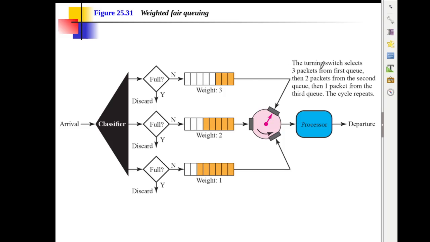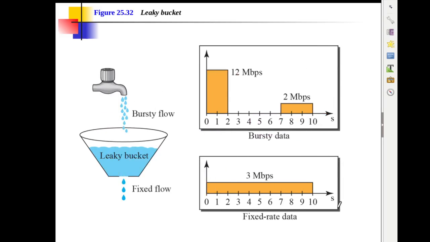Here you can see higher weight are getting to send 3 packets, however the lower weights are getting to send just 1 packet, right? So in this way, depending on their weight, they are able to send the number of packets. This is in weighted fair queuing. Another is leaky bucket. So here actually we are talking about traffic shaping. This is a mechanism to control the amount and the rate of the traffic sent to the network.